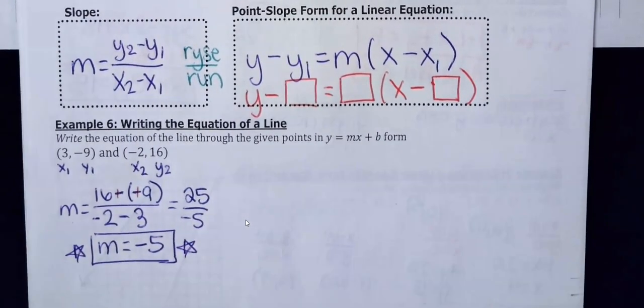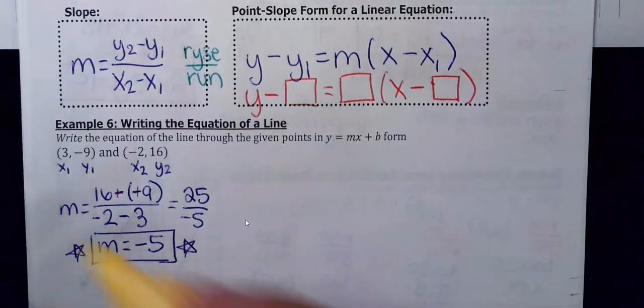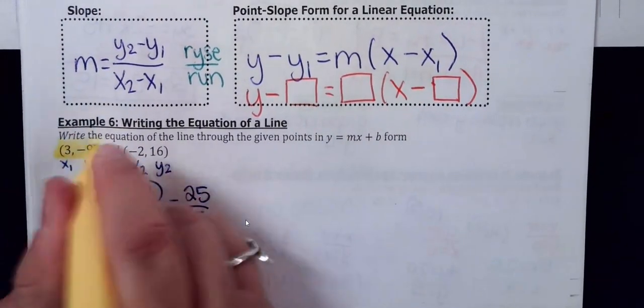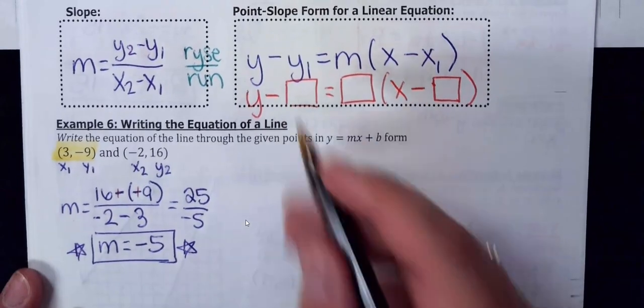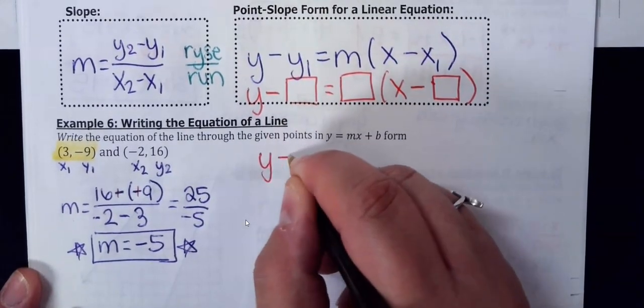The only other thing I need to actually write the equation of the line is just to pick one of those points they gave me, and it completely does not matter which one. I'm just going to use the first one. So I'm just going to use the 3, the -9. Now I'm going to plug it in just like I have this formula. So it's y minus the y coordinate of the point.